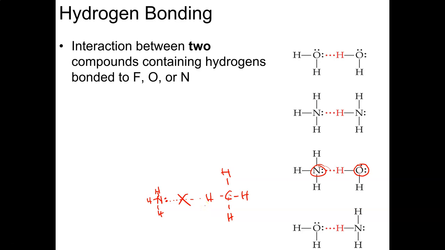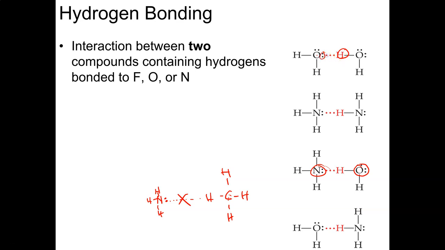And hydrogen bonding, by definition, by the way, and they're going to ask you a question on this because they always ask students to draw hydrogen bonding, is between the hydrogen of one molecule that has F, O or N as a central atom and another molecule's lone pair. That's what hydrogen bonding is.